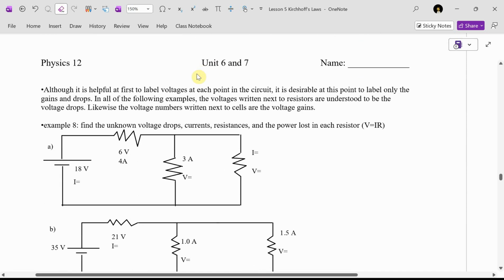Let's put it all together. I like example 8. Actually, although this is going to sound weird, example 8, too easy. But we're going to start here. I would consider this a C- level. I wrote, although it's helpful at first to label voltages everywhere, from now on, we're going to label the chairlift, what's coming out of the chairlift, and the ski run, the resistors. Example 8 says, find the unknown voltage drops, currents, resistances, and power loss. V equals I times R, and also power equals V times I.